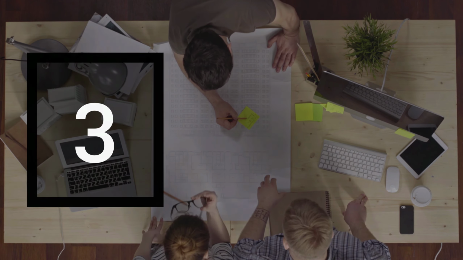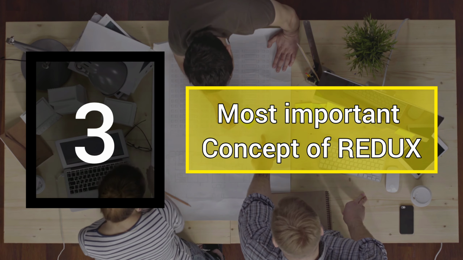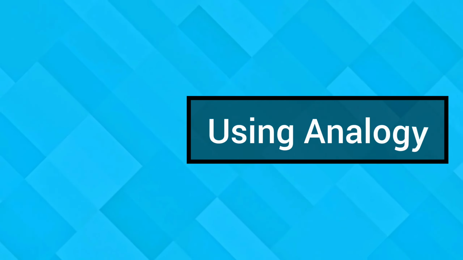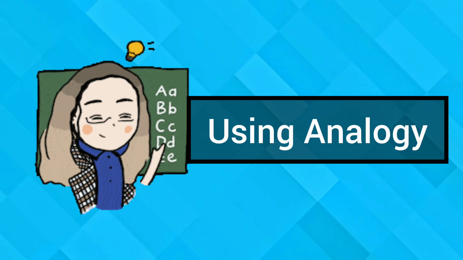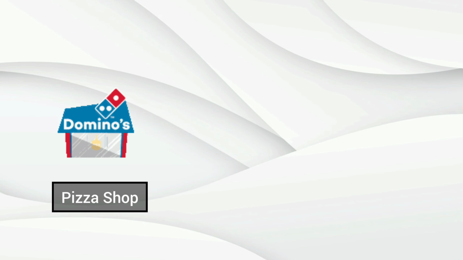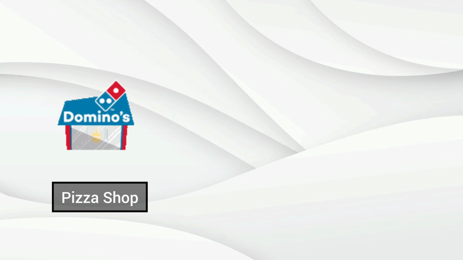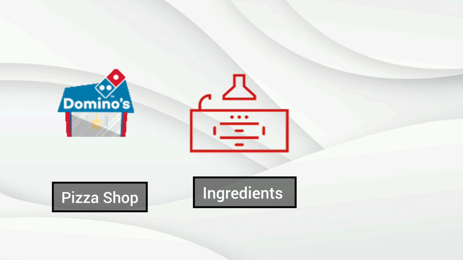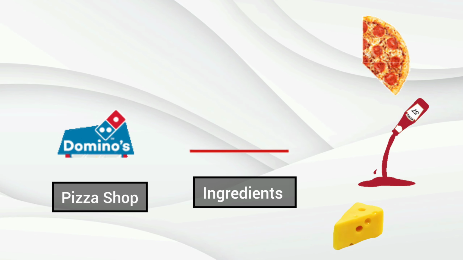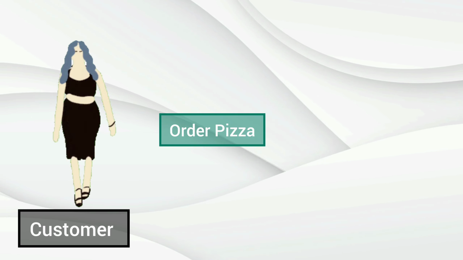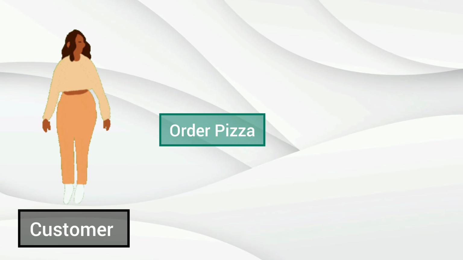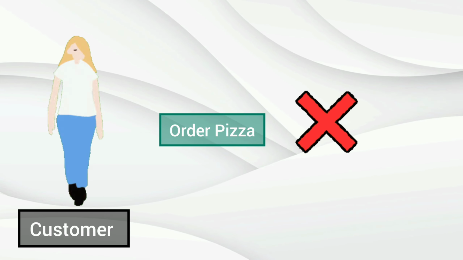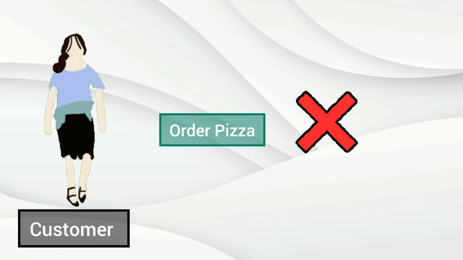Let's understand three most important core concepts of Redux using this simple analogy. Imagine a pizza shop as your app, and inside that kitchen will be having all the ingredients like pizza base, sauce, and cheese. And you are a customer and you want to order pizza.